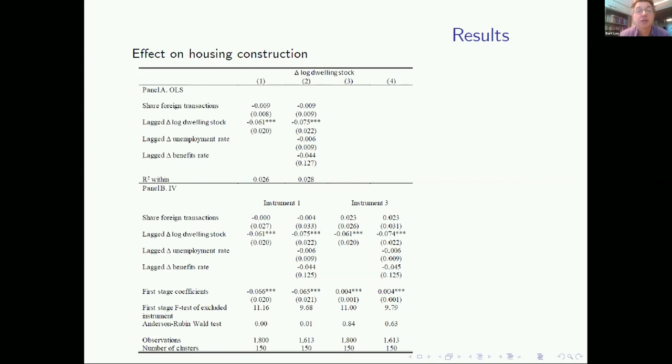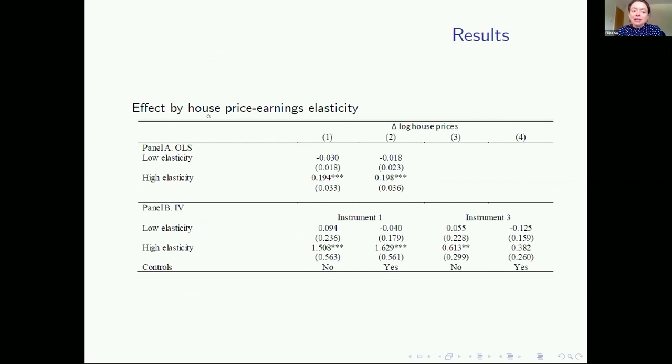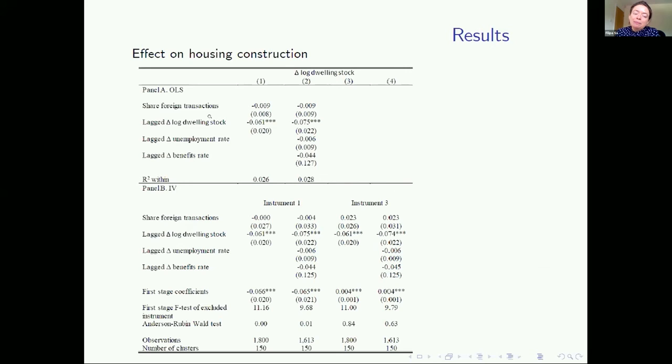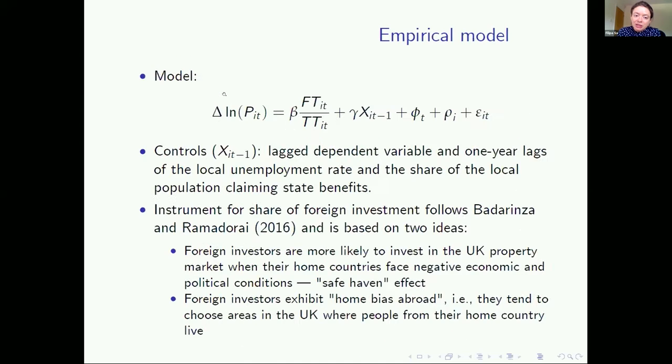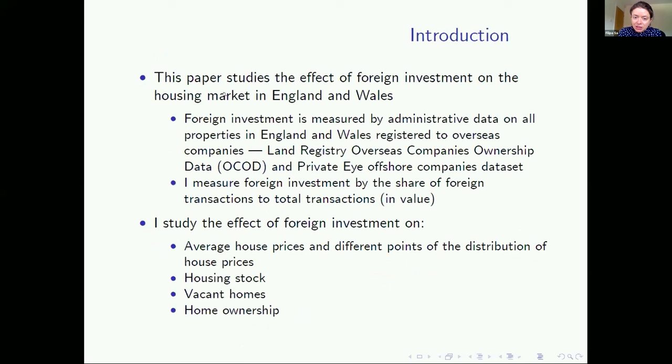Tony's second question is, have you investigated any correlation between foreign investment in commercial property or business and investment in housing? Tony, that's a very good question and is a good topic of research. I haven't done anything on commercial property, so this paper is just on residential. But the overseas companies data has commercial properties. So this data set here has commercial and residential properties.